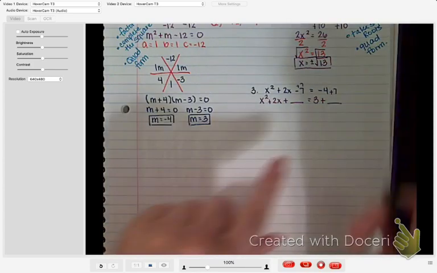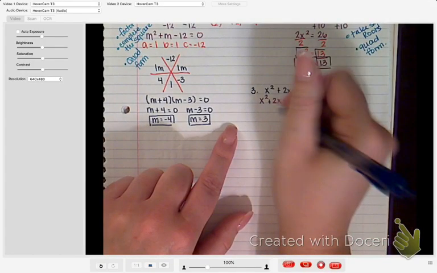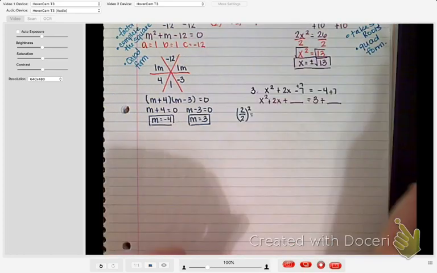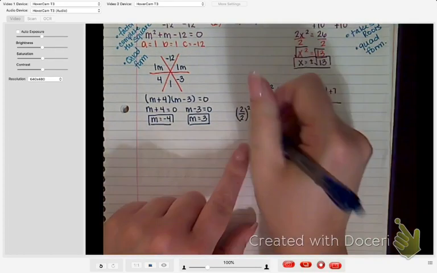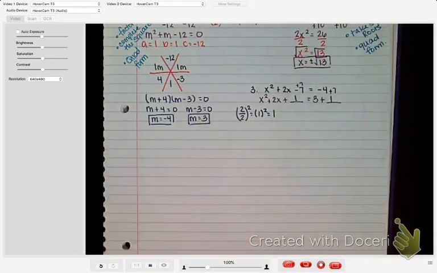Now I want to fill in the blank, and to do that, I'm going to use b divided by 2, squared. So b is 2, divided by 2 squared is 1 squared, or just 1. And remember, that answer is always going to be positive.